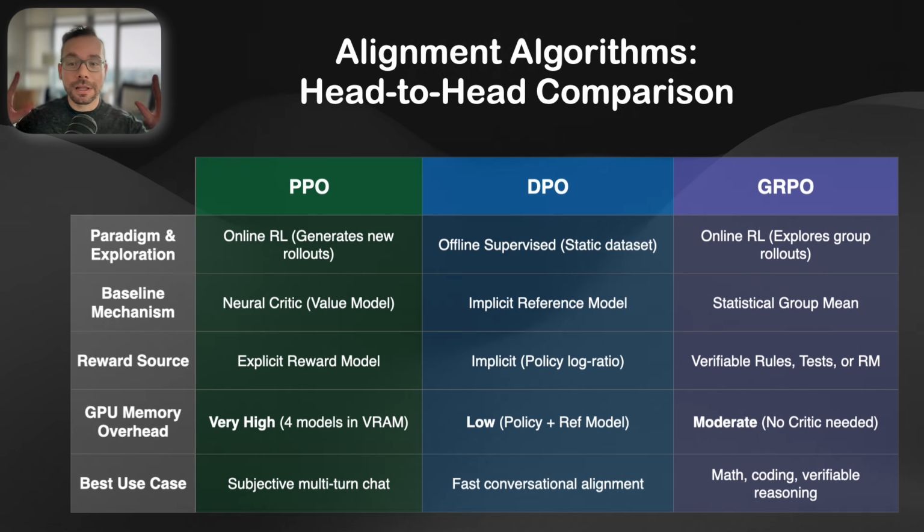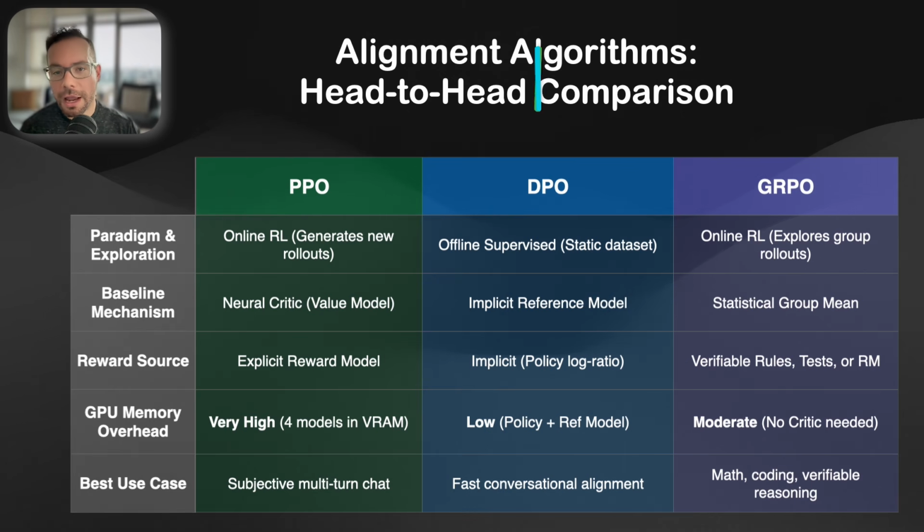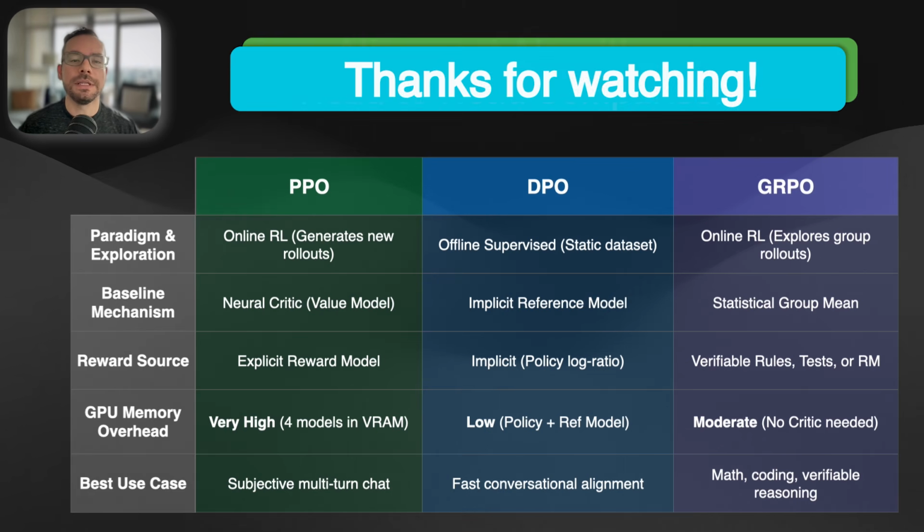In short, DPO trades online exploration for speed and simplicity. PPO offers complete optimization flexibility at the highest compute cost, and GRPO provides the sweet spot for reasoning tasks, keeping online exploration alive while stripping out the expensive critic.